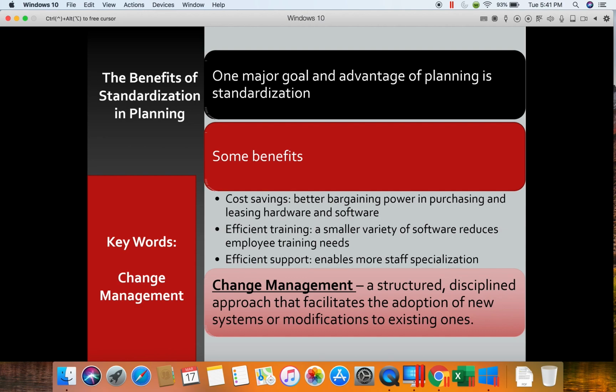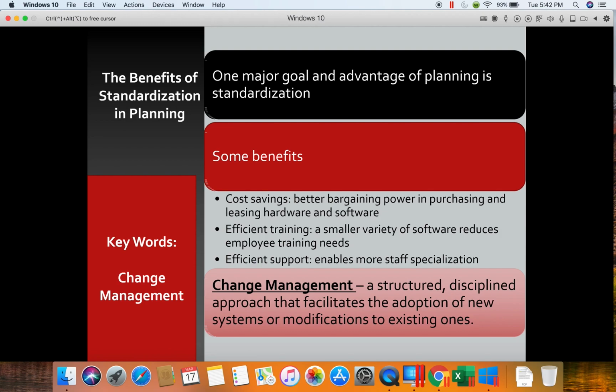So companies plan ahead. They try to think about what they're going to need in the future. They look at what enhancements they want, and they plan those enhancements out to spread the cost of that investment, hopefully over a longer period of time. When we're standardizing our systems, we do get some benefits.